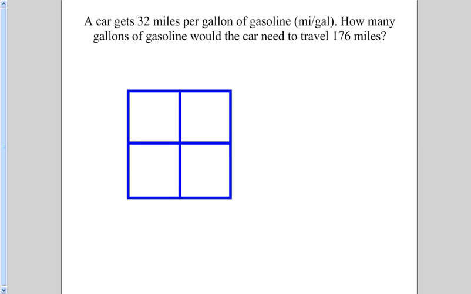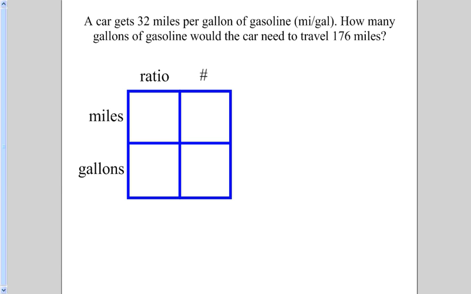So on the left-hand side, we're going to have miles and gallons. Those are the two things that we're comparing, and we're going to be comparing them in a ratio. And in the second column, we're going to put down the number of miles that the car is driven, here 176 miles, and we're going to need to find the number of gallons. That's going to be our unknown.